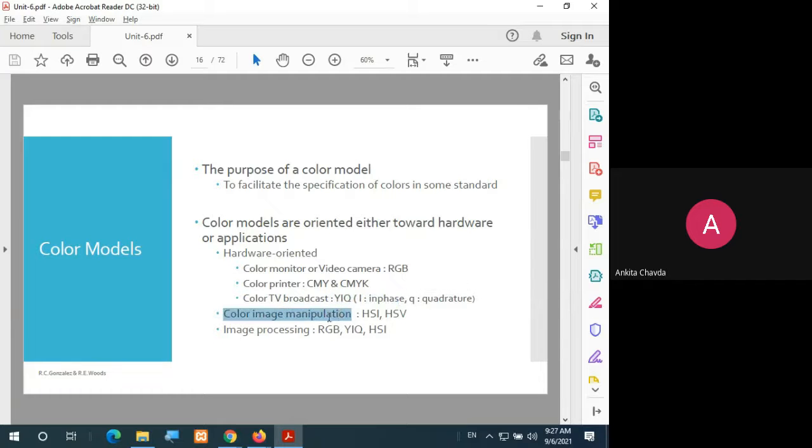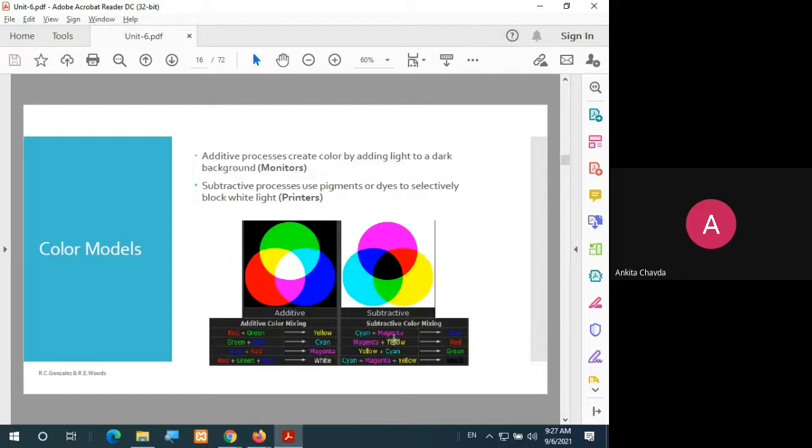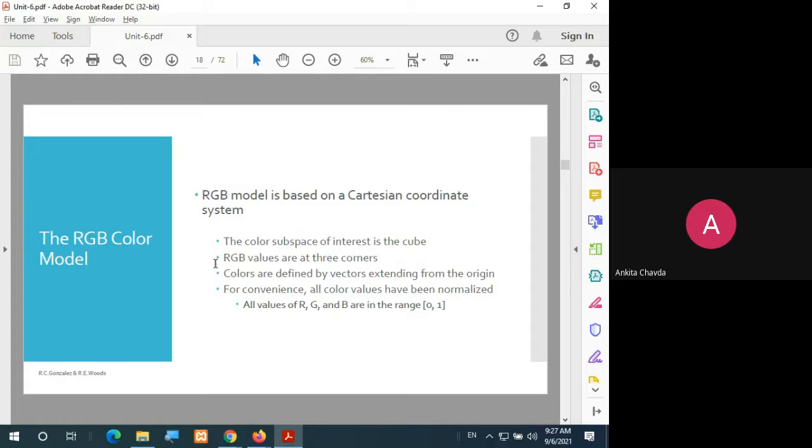Then for color image manipulation, when you want to manipulate things in a color image, the HSI or HSV model, hue saturation intensity, will be used. In image processing, you use RGB or YIQ or HSI models whenever you want to do some processing on your image. That is the image processing you are doing. Right. So next time we'll start with the RGB color model.